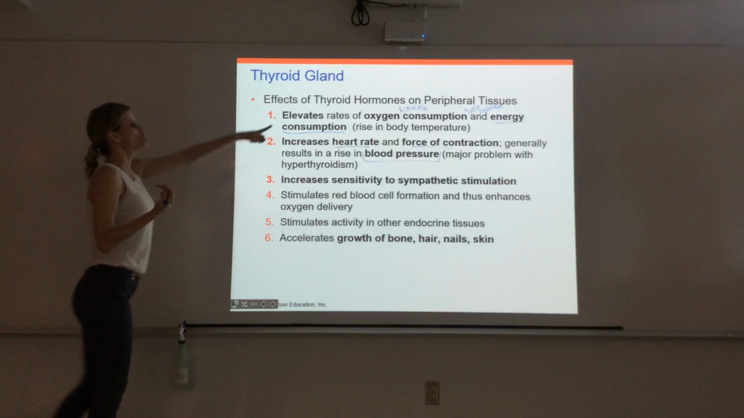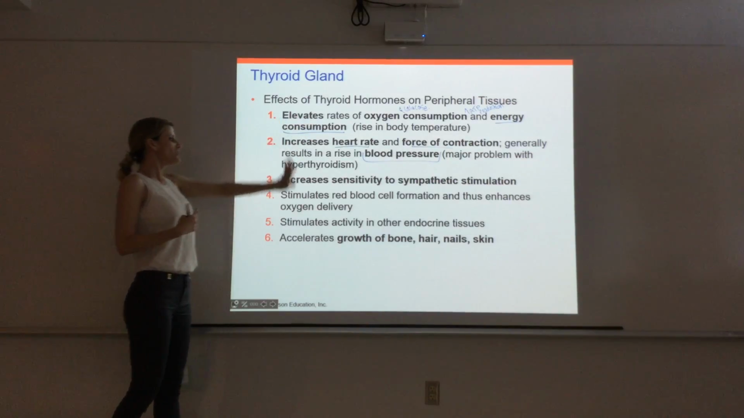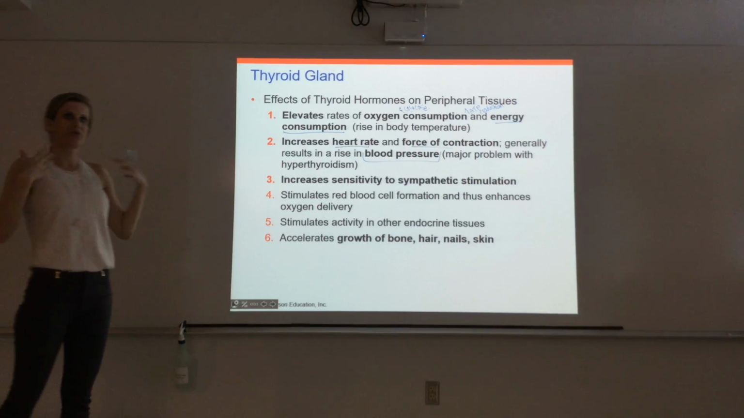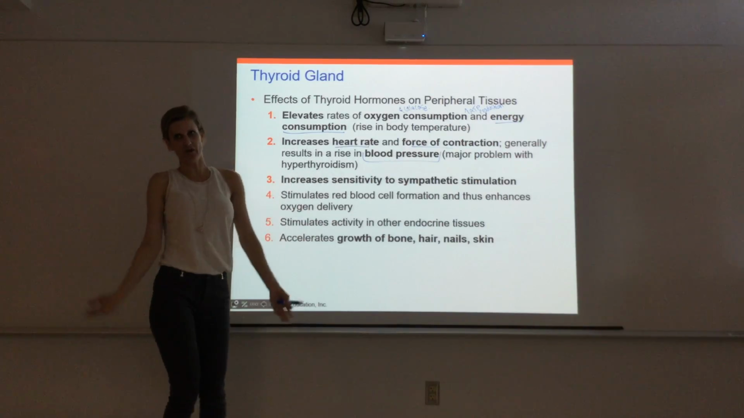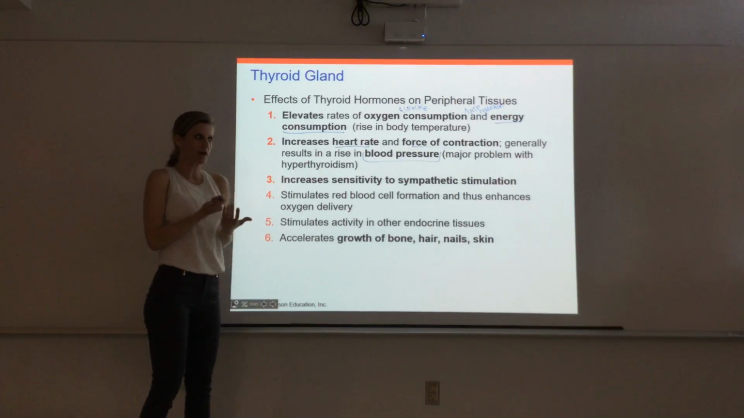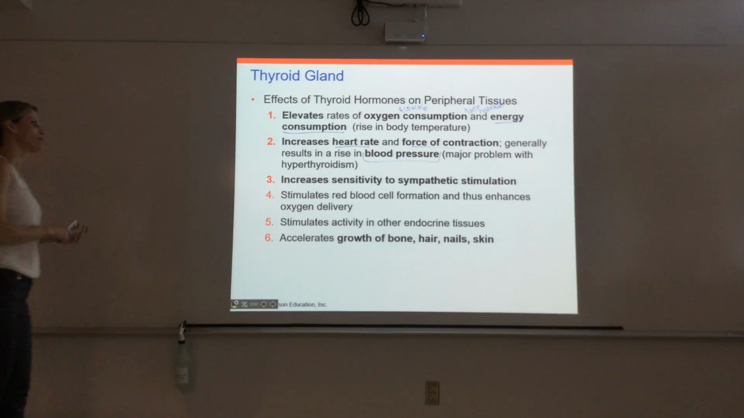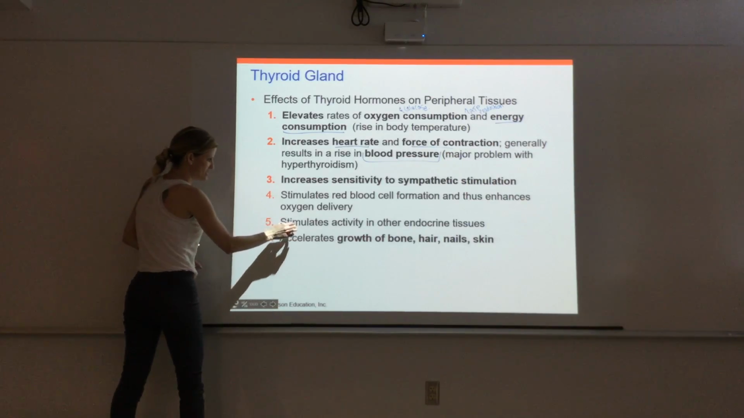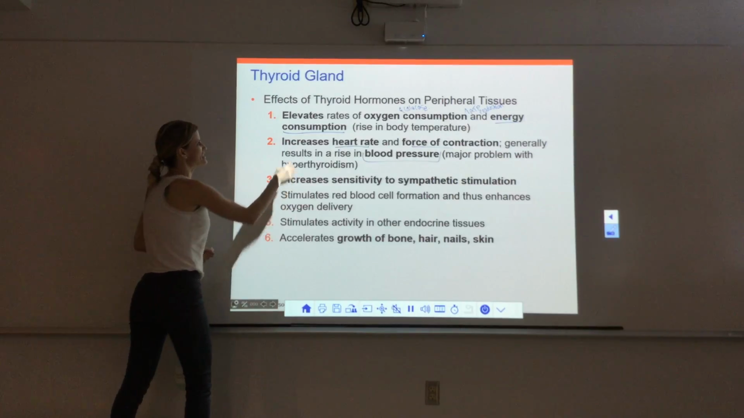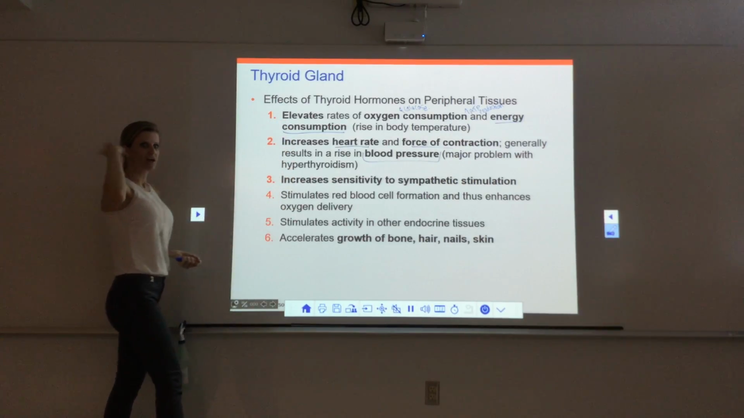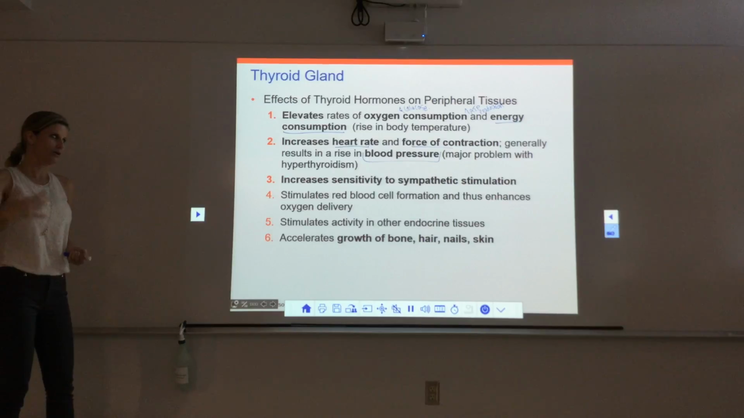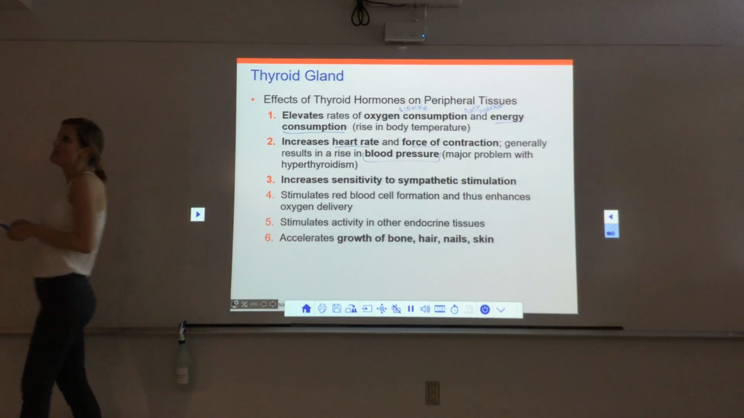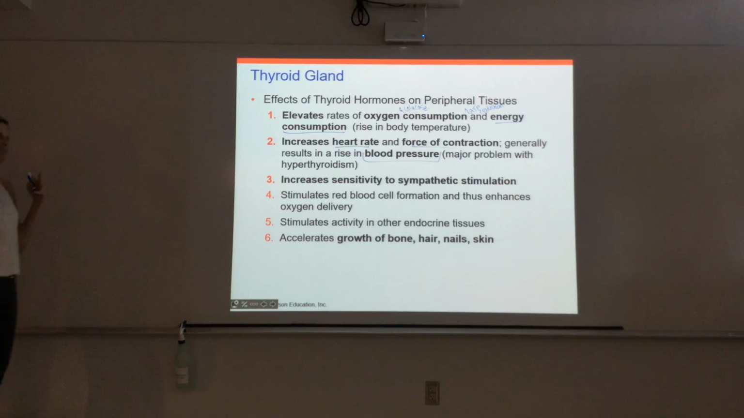Because we're utilizing so much oxygen to make ATP, the thyroid hormones also stimulate red blood cell formation, okay, because you figure if we're using a bunch of oxygen, we have to deliver a bunch of oxygen. So we want the red blood cells to do that. So it stimulates erythropoiesis, stimulates other endocrine tissues. Again, look what you see, stimulates, increases, elevates, right? All stimulatory functions.